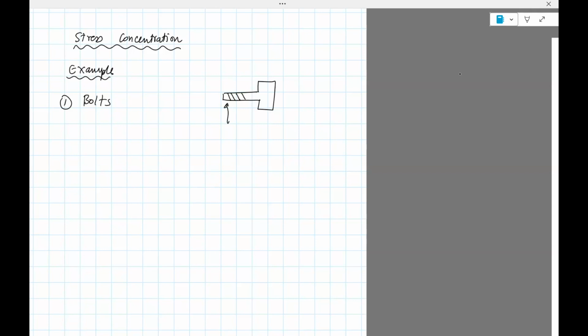Okay, so these are the threads. This is the head. And because there's a change in geometry, that's a good candidate for stresses to build up. Again, here there's a change in geometry. Those grooves will cause problems. That's where you'll have stresses. So anywhere there's a change in geometry, you would have stress concentration.